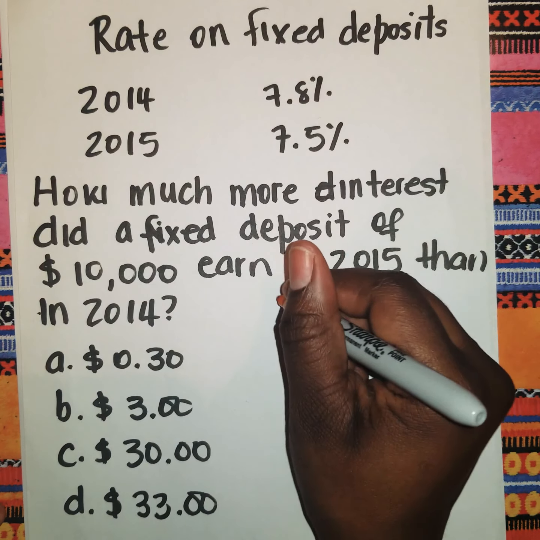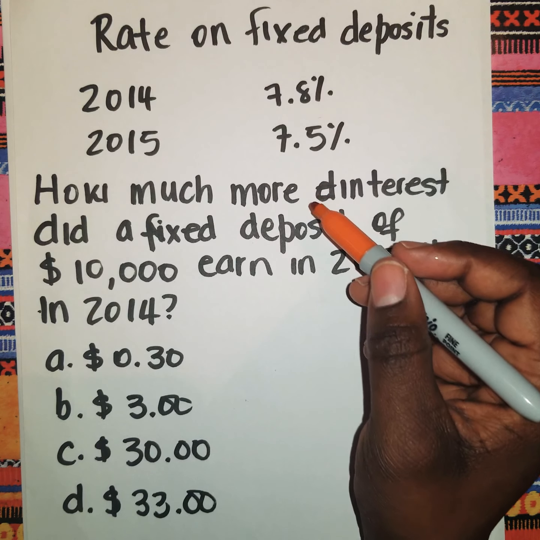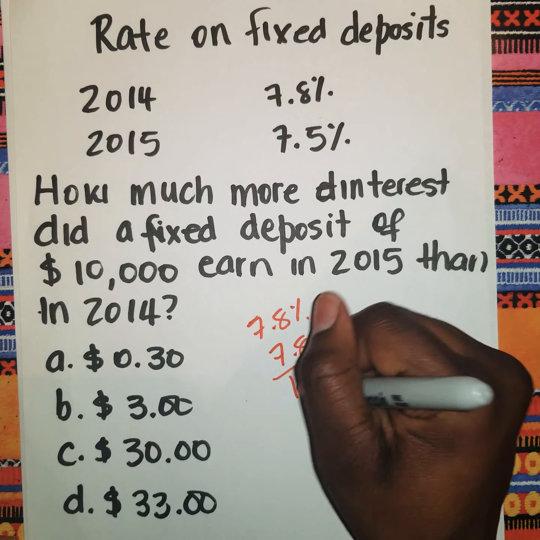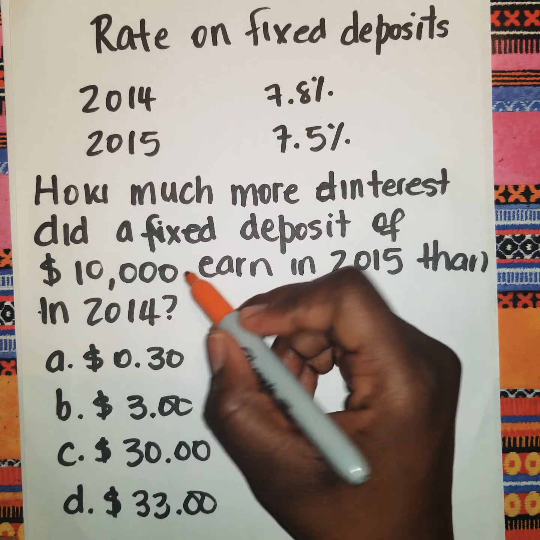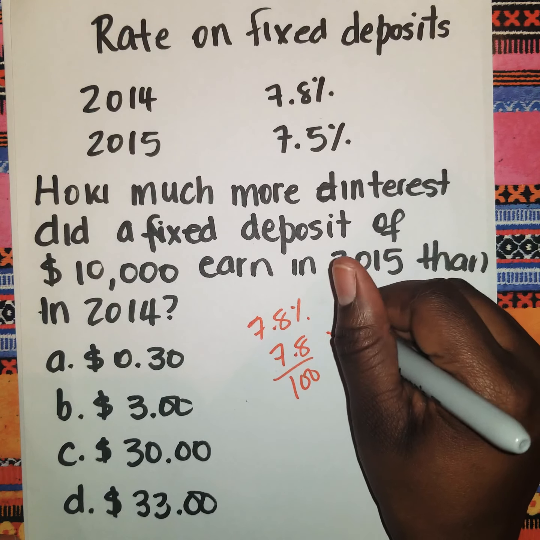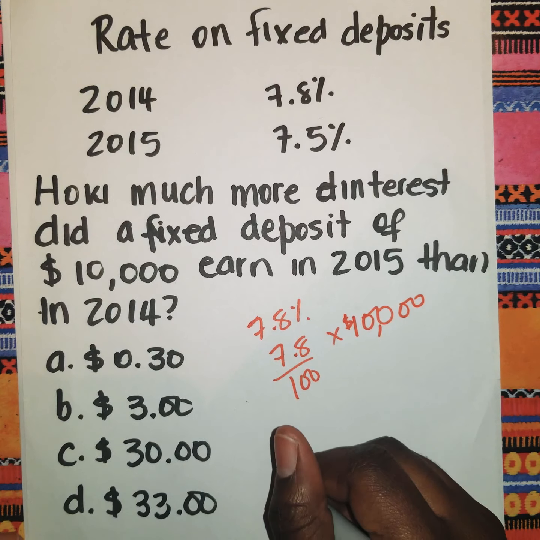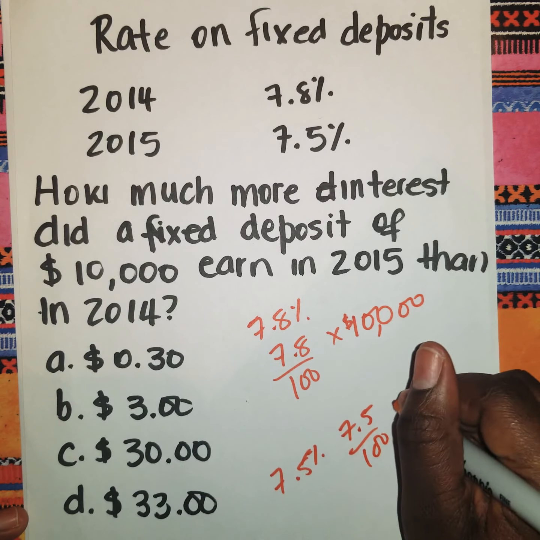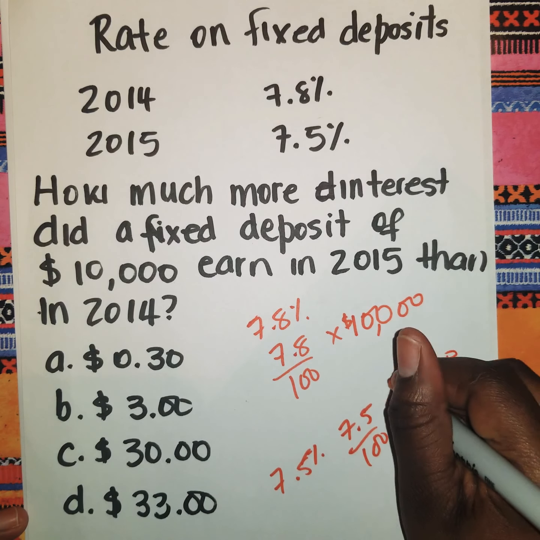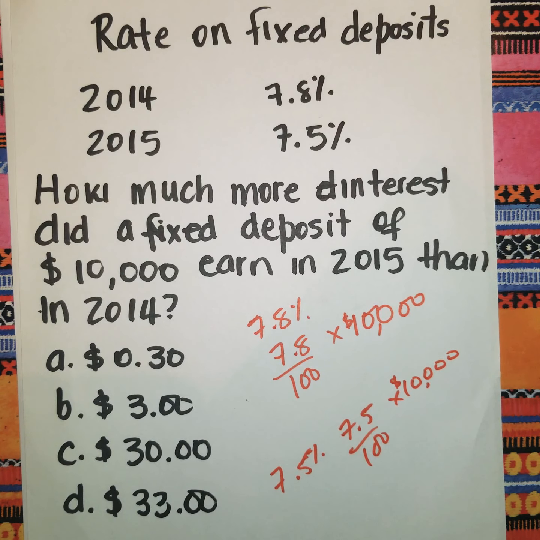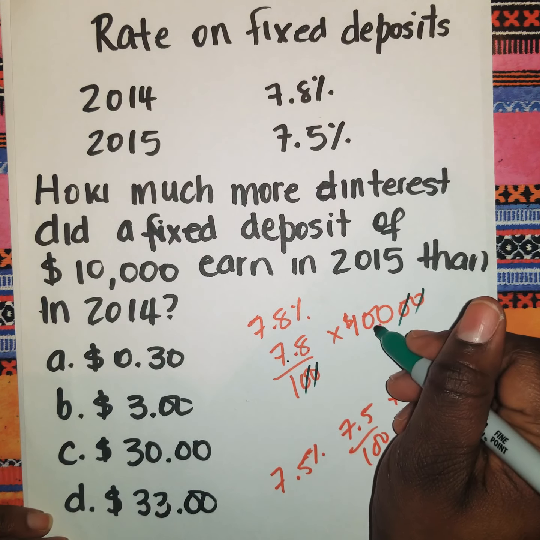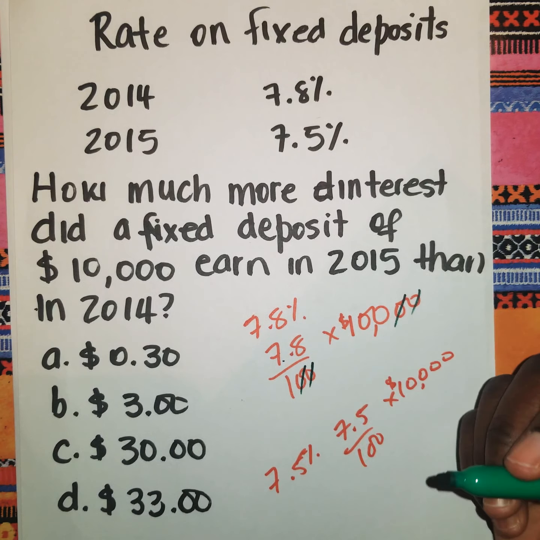interests. So let's go. We know a percentage is basically a fraction out of 100. So we can say 7.8% is 7.8 over 100 times whatever amount of money was deposited, and it's 10,000. Also, 7.5% is the same as saying 7.5 over 100 times the same 10,000. So from here, guys, we can now go ahead and simplify. So we can cancel the 2 zeros from here.